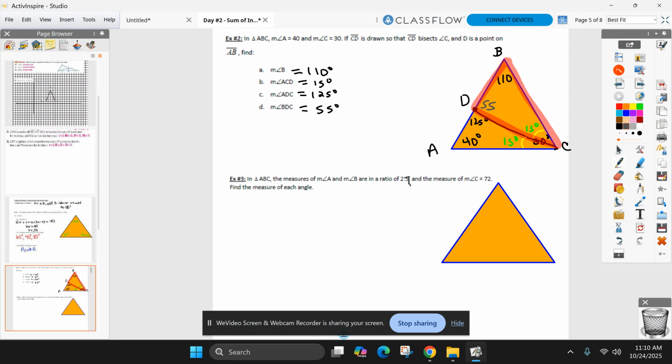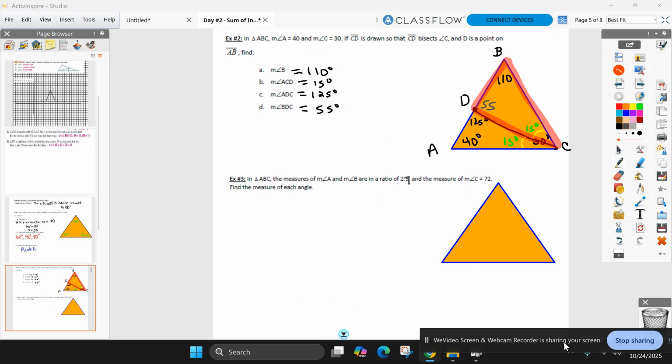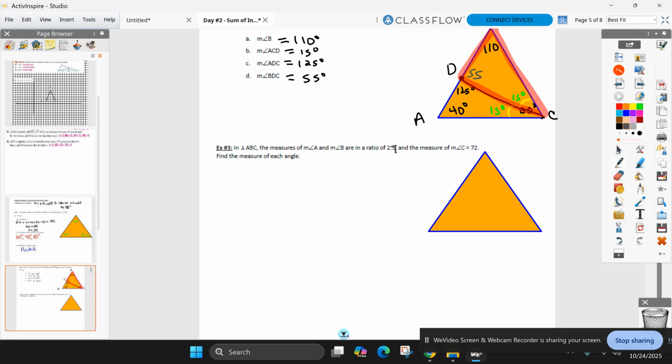And example 3, here we go. All right, triangle ABC, let's get it done. Angle C is 72.